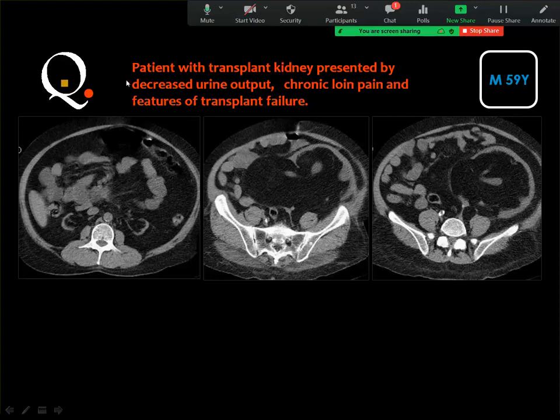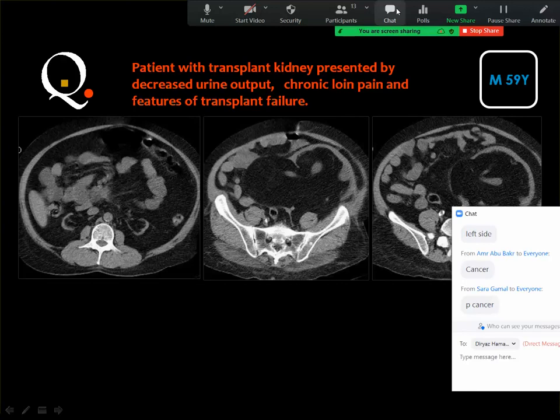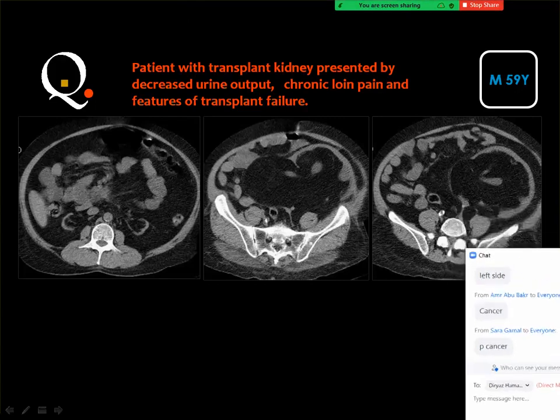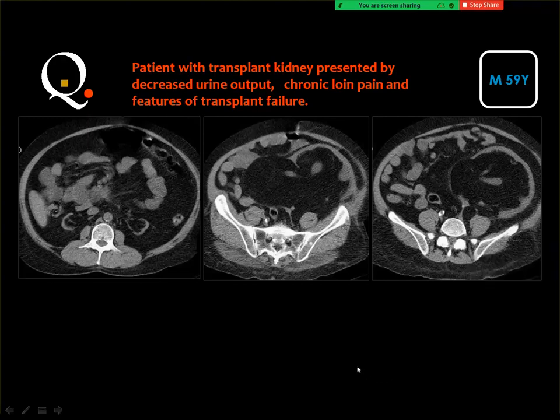And this patient had a transplanted kidney. You can see the native kidneys, and this is the transplanted kidney with decreased urine output, chronic flank pain, and the features of transplant failure. Ureteric obstruction, angiomyolipoma, lipomatosis, yes, replacement lipomatosis.